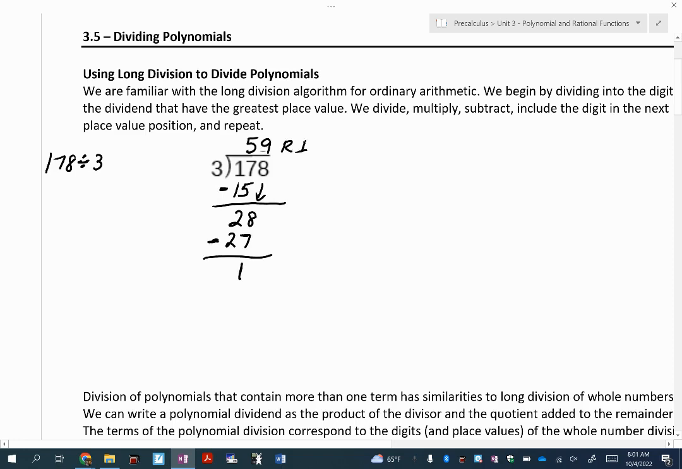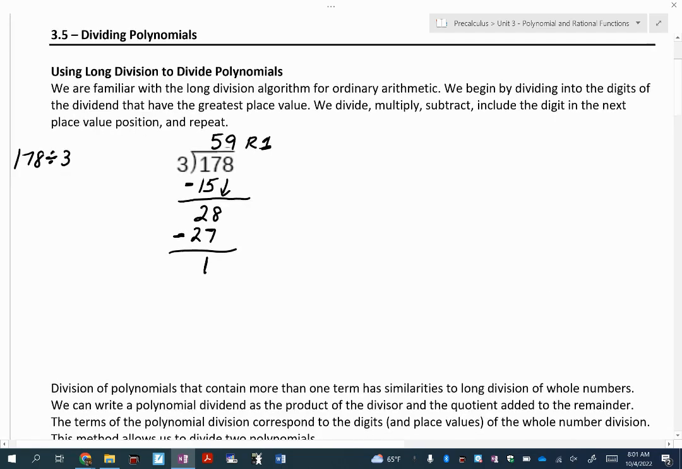So I can still remember being in 5th grade and writing R1, but then learning in middle school that really it's not R1, it's 59, and the fraction that's remaining left over should be 1/3. So 3 goes into 178 59 and a third times. So the idea is if you multiply 59 times 3, you're not going to get 178. So you need to multiply 3 times a third to get the extra 1 that's left over.